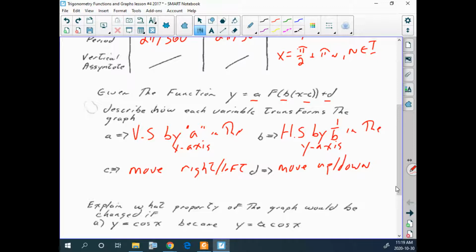Moving left and right really only affects our x-intercepts, because our domain will stay the same. Our domain is all real numbers. Our period is only changed by affecting the B. The range is only affected by changing the A and the D value.